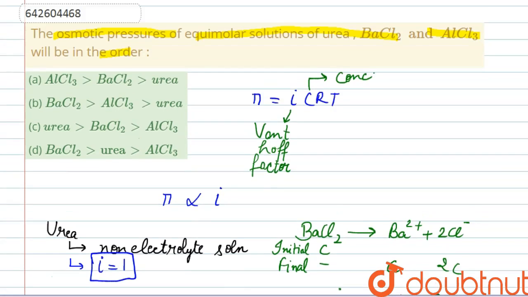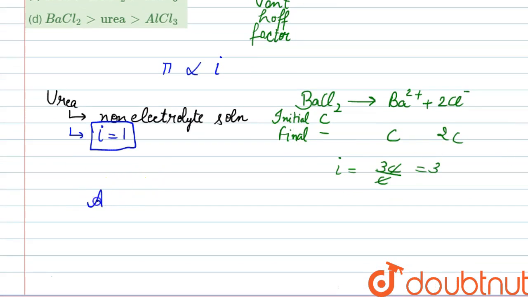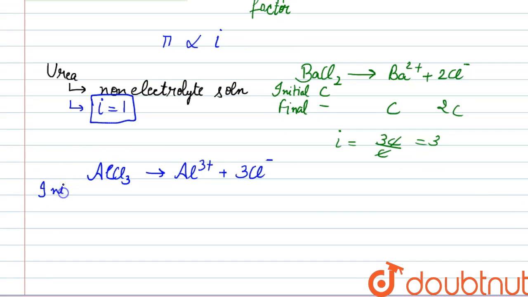Now the third case is AlCl3. If it undergoes complete dissociation, it will give rise to Al3+ plus 3Cl- ions. Initially let us suppose it has C moles, so finally it will dissociate into C moles of Al3+, and 1 mole of AlCl3 gives rise to 3 moles of Cl- ions, so C moles will give rise to 3C. We calculate the value of i as the ratio of moles, that is C plus 3C, 4C, divided by C, the initial, so it will be equal to 4.